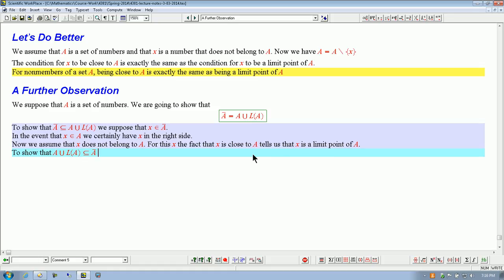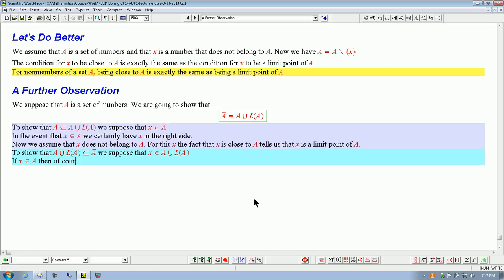Well, we suppose that X belongs to that. Perhaps X belongs to A. If X belongs to A, then of course X belongs to A bar. We've long since known that every number that belongs to a set must be close to the set. The next one is fine.